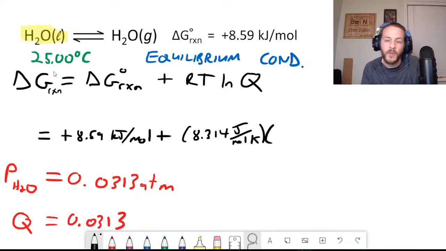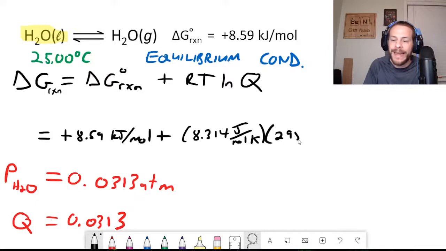So this 25 degrees Celsius, we must convert that into kelvins. It's an easy conversion. If you want to go from degrees Celsius to kelvins, all you have to do is add 273.15. And so 25 degrees Celsius becomes 298.15 kelvins, right? And then we take the natural logarithm of Q. In this case, Q is 0.0313.